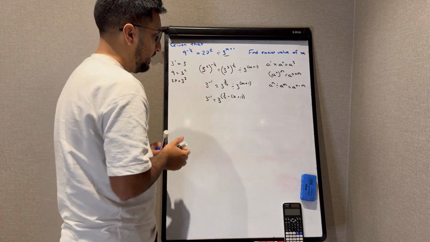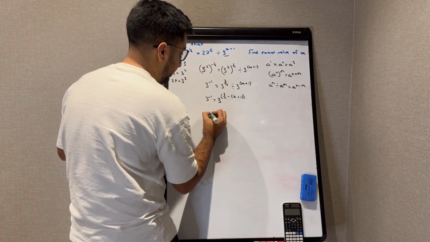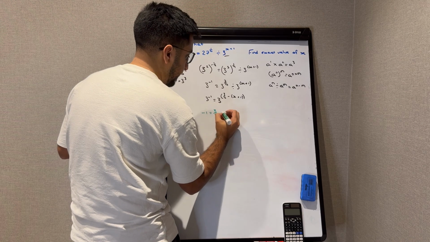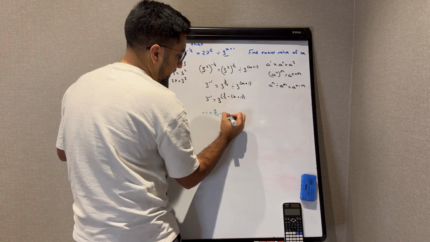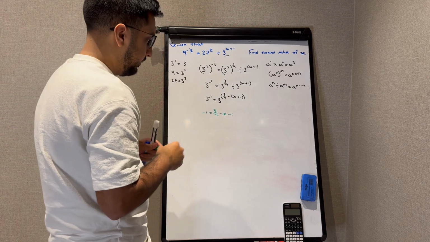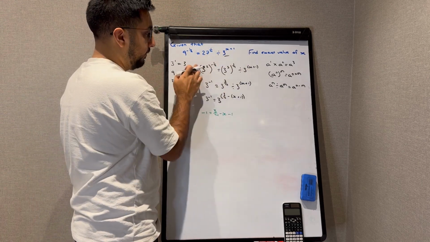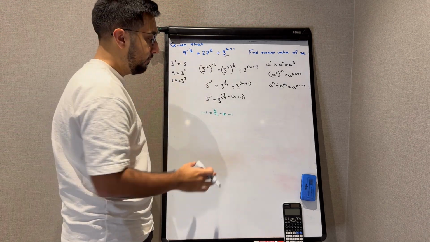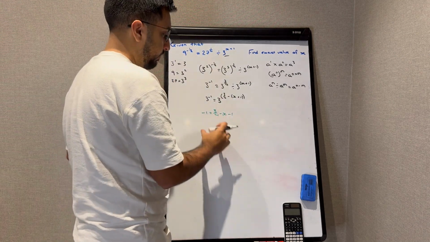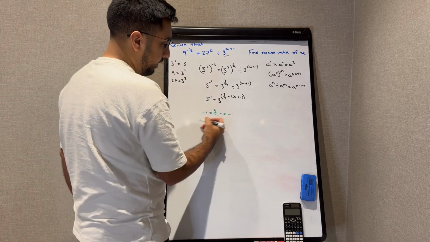Because now we can simply state that minus 1 equals 3 quarters minus, and I'm going to expand this, x minus 1. And no matter how complicated this looks, if you follow this step and make the bases the same, this will always become true. Not this exact one, of course, but let's solve it.